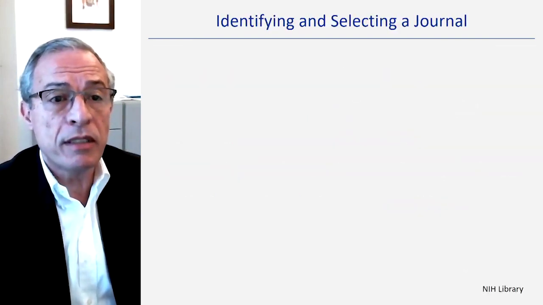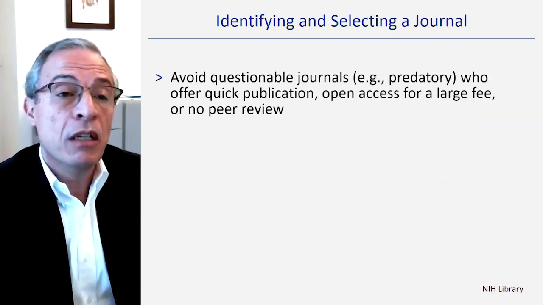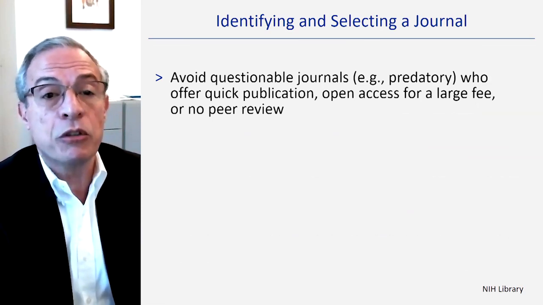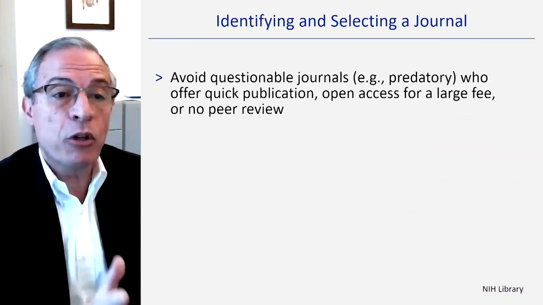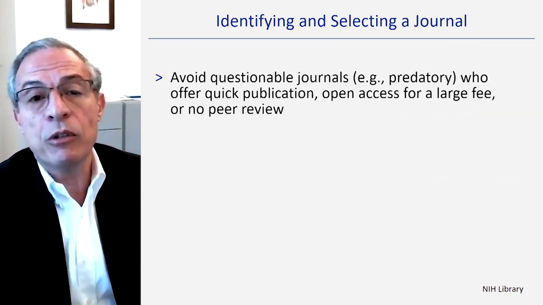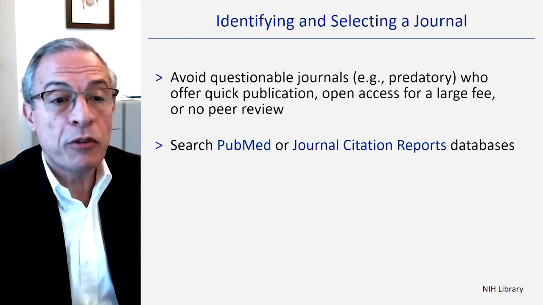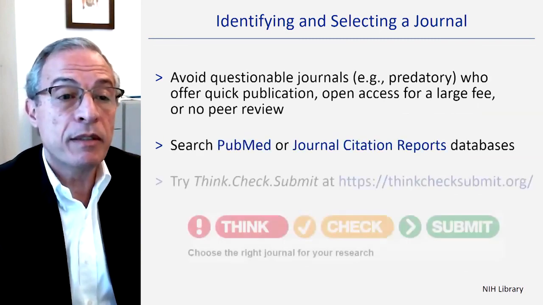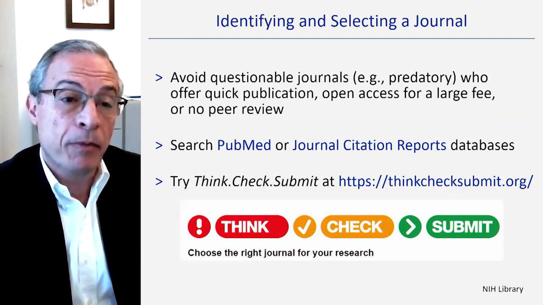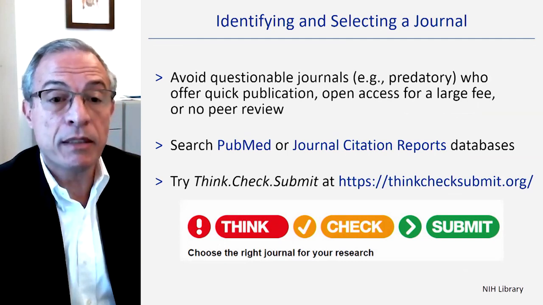And I borrowed this information from the NIH library about identifying and selecting a journal. They basically warn people to avoid questionable journals, predatory journals, because they offer quick publication, open access for a large fee and no peer review. Just be aware of those, because they're just in the business of making money. Search for PubMed or Journal Citation Reports databases. And there is this website, again, a recommendation from the NIH library, called Think, Check, and Submit. And that's the website address.